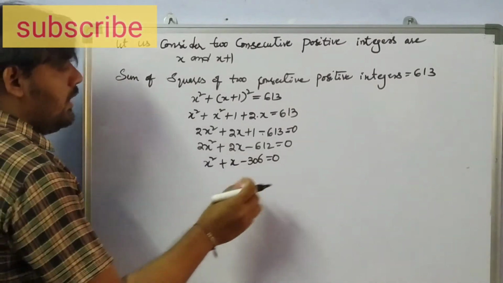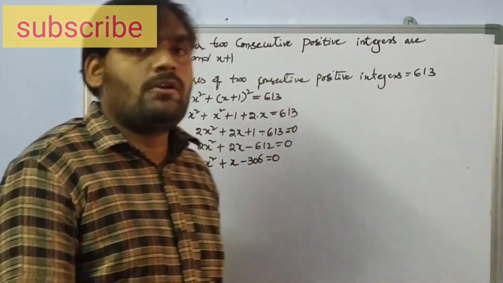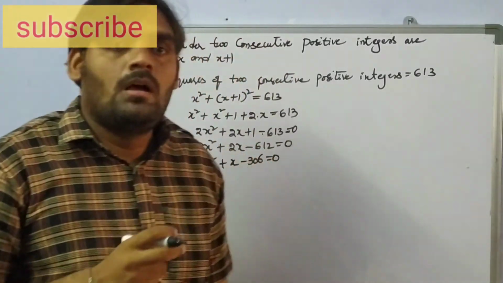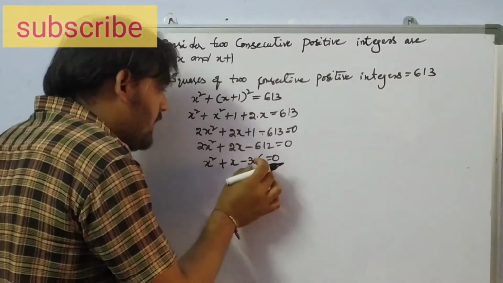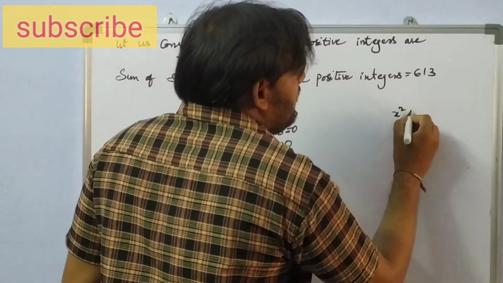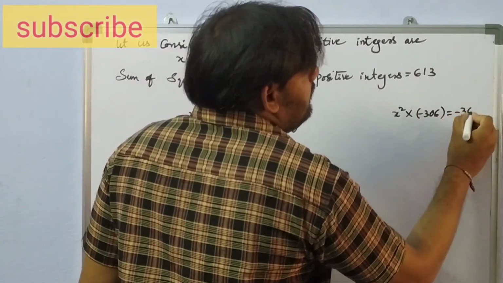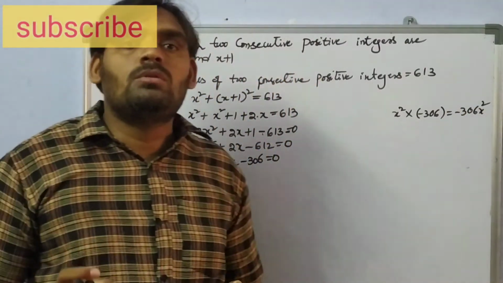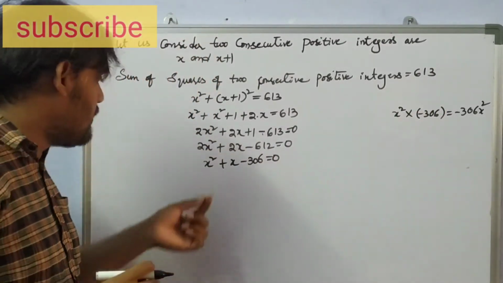Now here it is in the form of a quadratic equation. So we need to find the roots of the quadratic equation. We all know that we can find roots of a quadratic equation by using factorization. At that time, take the first term and the last term and multiply them. That is x square into minus 306. If you multiply, you will get minus 306 x square. If you multiply two terms, we need to get minus 306 x square. If you add those two terms, we need to get plus x.